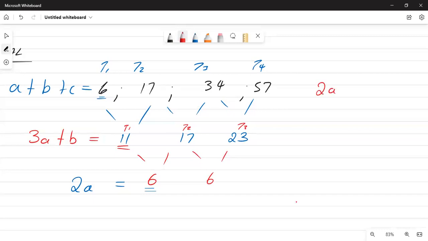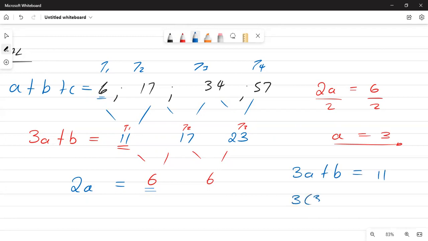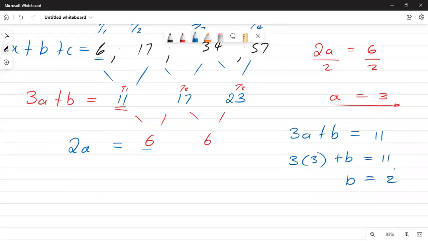With all of this, we can go on and solve individually. If we're looking for 2a, 2a is going to be equal to 6. Therefore, dividing both sides by 2, I'll be left with a is equal to 3. With that, 3a plus b is equal to 11, so it is going to be 3 by 3 plus b is equal to 11. Therefore, b is equal to 11 minus 9, which is going to give you 2.